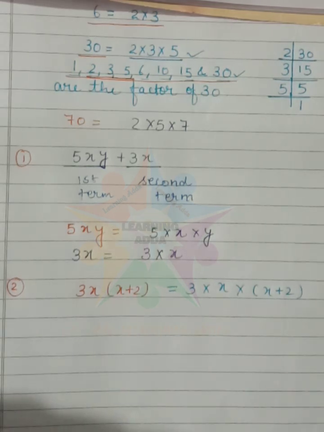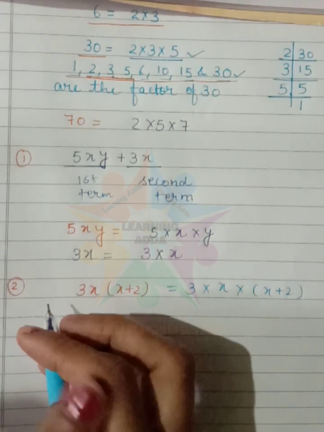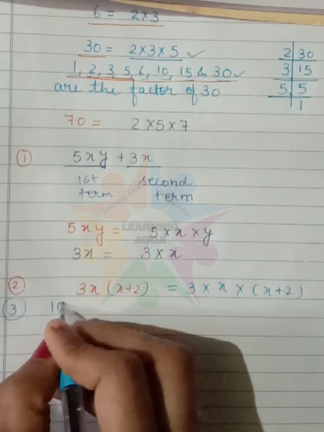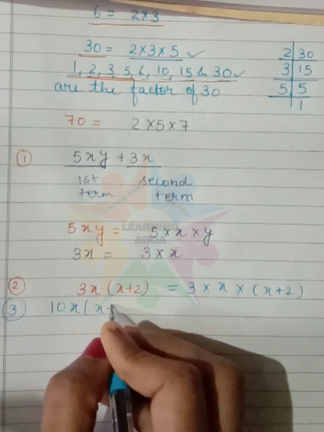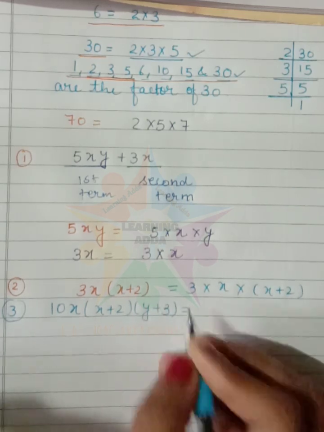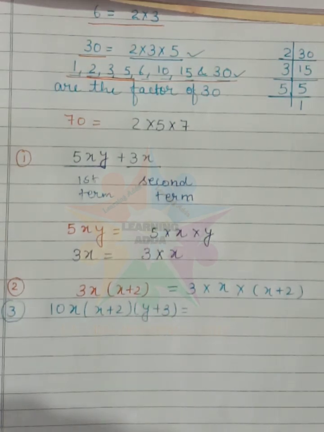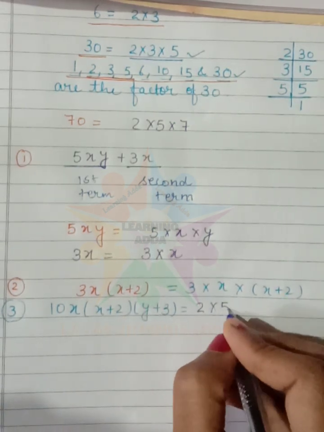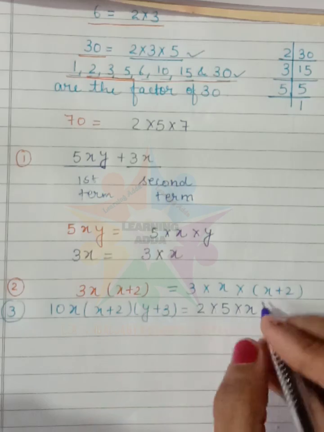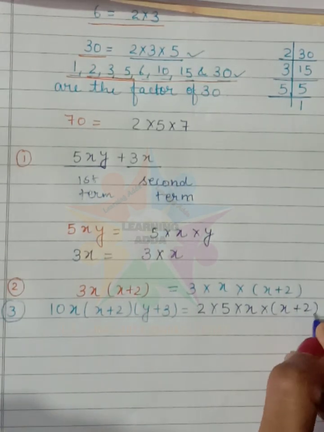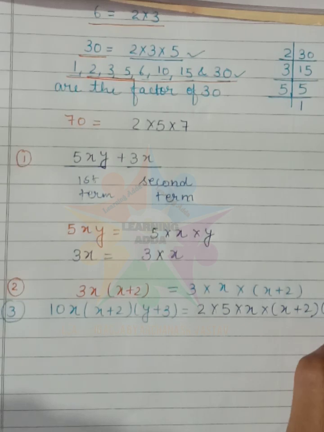Similarly, if we take one more example, example number third is 10x, x plus 2 and y plus 3. Then we see that 10 we can write as 2 into 5 into x, and next factor x plus 2, and next factor y plus 3.